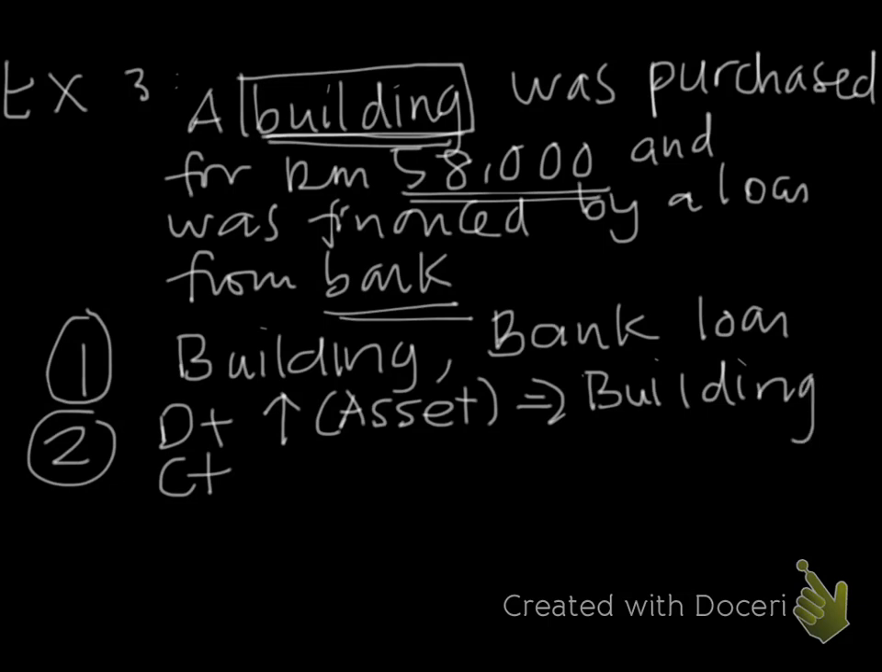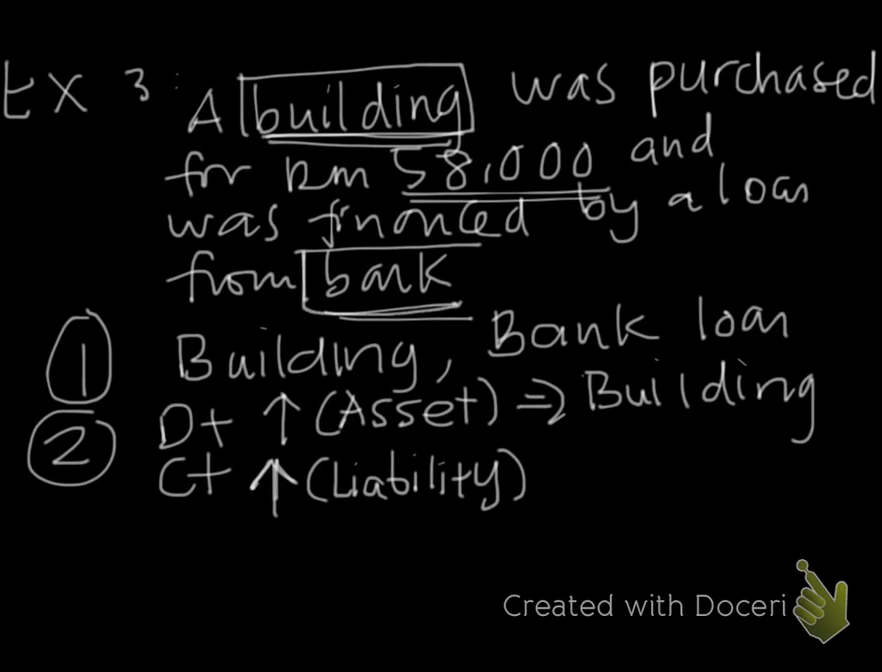Another one, account that effect, which is a bank loan. Remember, bank loan is a liability account. Liability account increase when business owed to the third party. So in this case, consider that business owed to the bank. So when business owed to the bank, it shows the increasing in liability, so that we record a bank loan in a credit side.